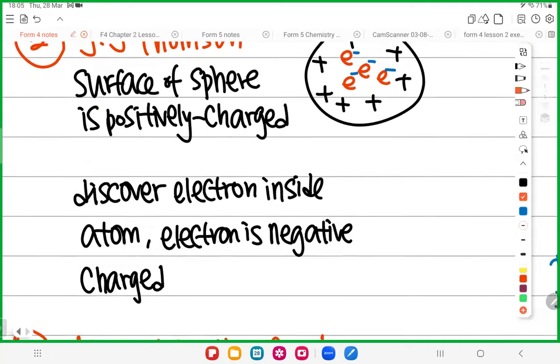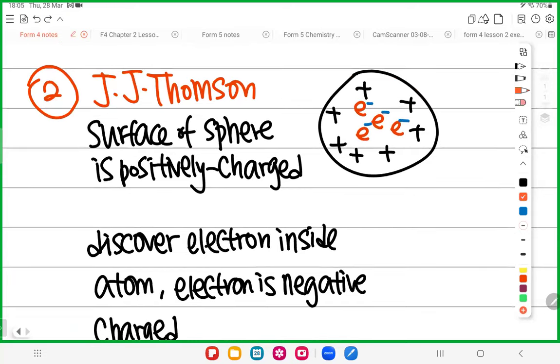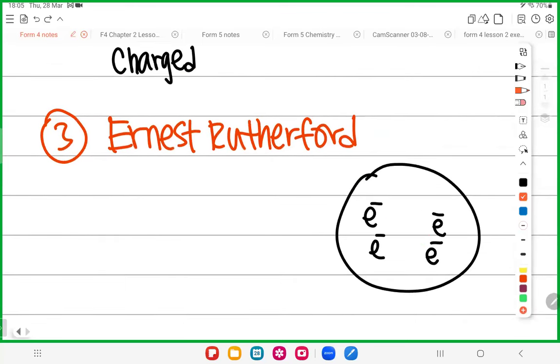You see, previously J.J. Thomson said the positive charge is scattered around. Okay, what do we mean by scatter? Scatter means here and there. The positive charge is like those naughty kids running here and there. It's on the surface. But Ernest Rutherford says, no, the positive charge is not on the surface. The positive charge is all in the middle part of the atom. This middle part of the atom is called nucleus. So that's a different idea, isn't it? J.J. Thomson says positive charge is on the surface, but Ernest Rutherford says no, the positive charge is in the middle of the atom, which is called nucleus.